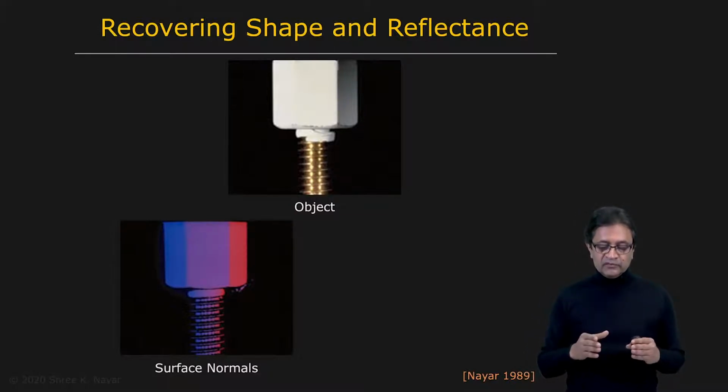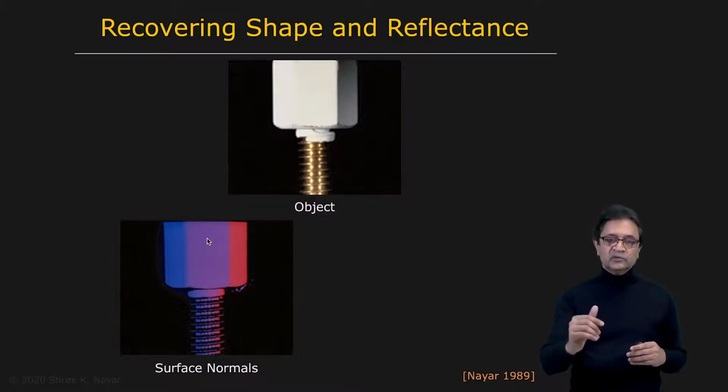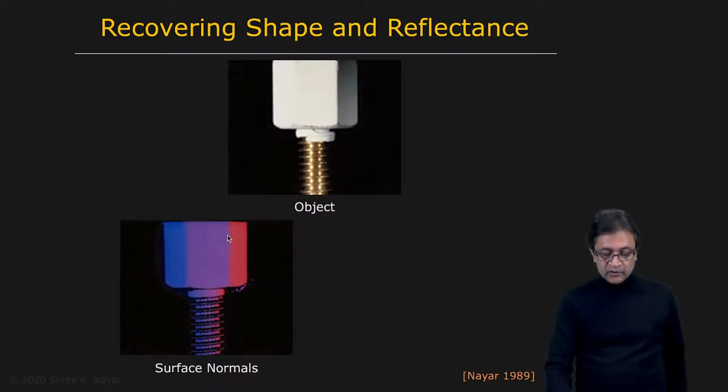So here, the surface normal is being color-coded for visualization purposes. Red corresponds to a surface normal pointing in this direction. Blue corresponds to a surface normal pointing in this direction. And then you have all the normals in between. And so purple in this case corresponds to a normal that's pointing back at you. So you can see that the three-dimensional structure has been recovered very accurately.